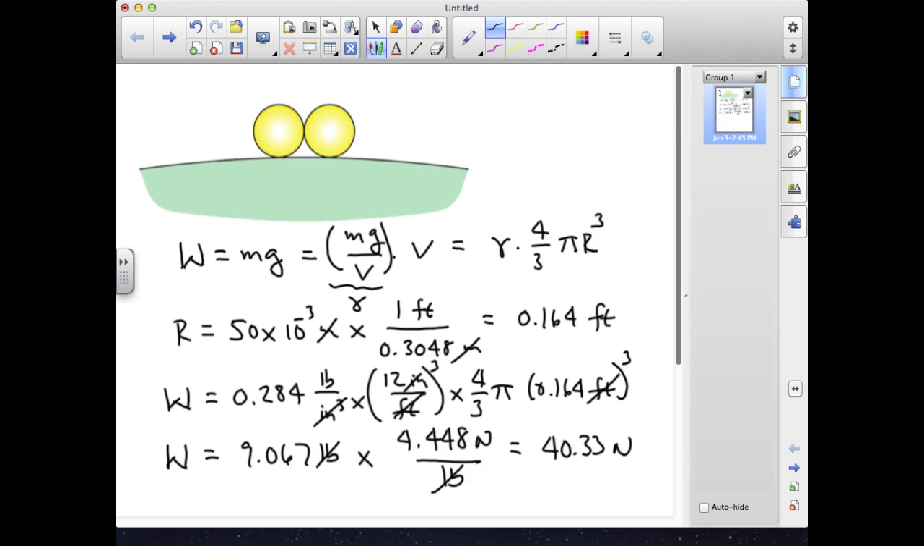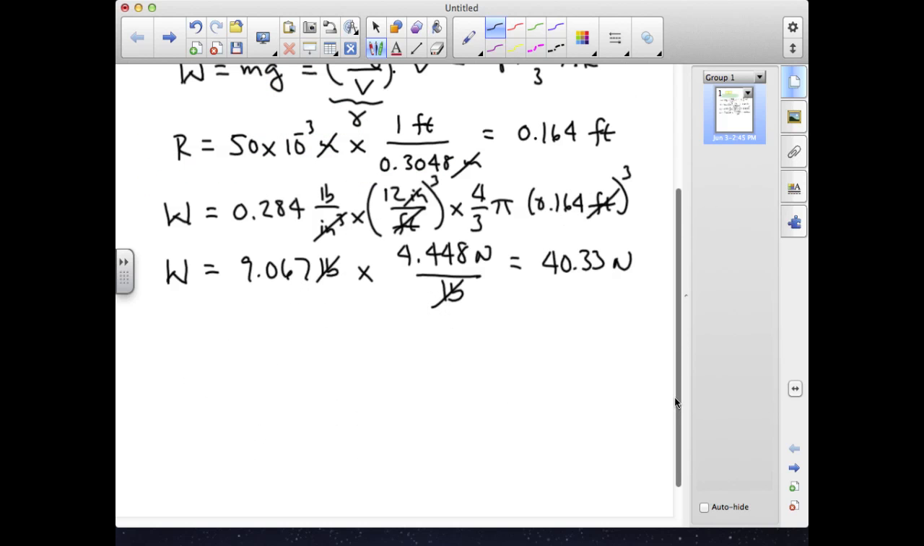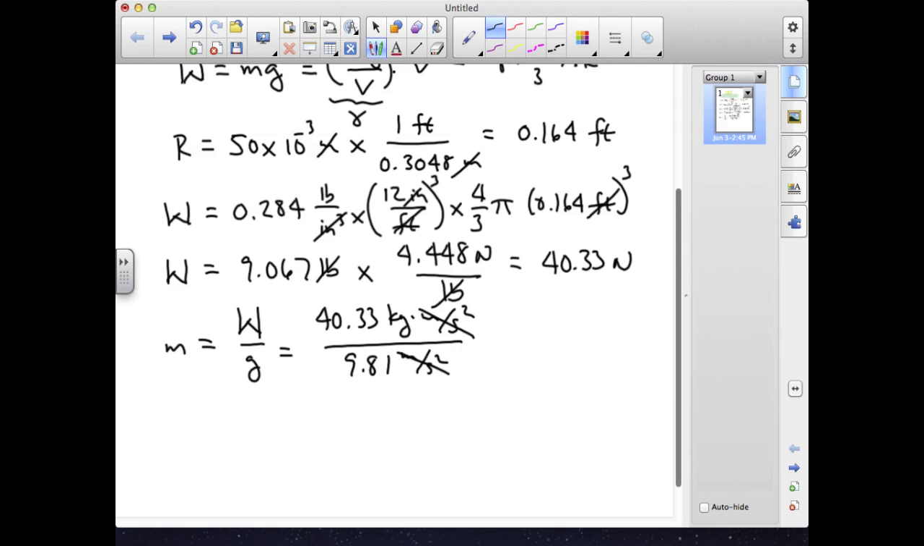Now, in order to do the second part of the calculation, where we find the force of mutual attraction between these two spheres, we need to know their masses. So we will calculate the mass as the weight divided by little g, 40.33 newtons. And remember that a newton is a kilogram meter per second squared. So dividing that by 9.81 meters per second squared, the units cancel, and we get a mass of 4.11 kilograms.